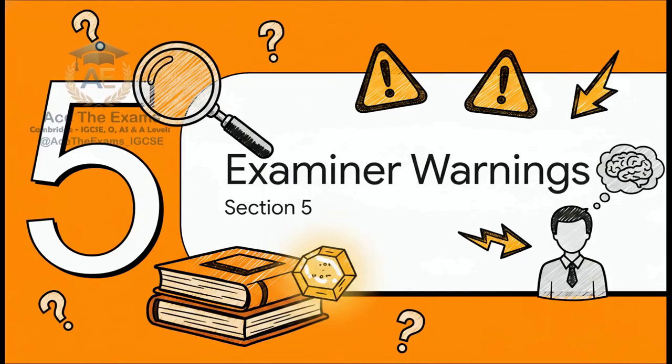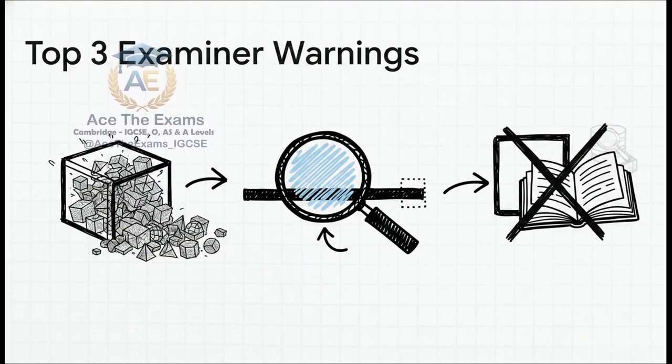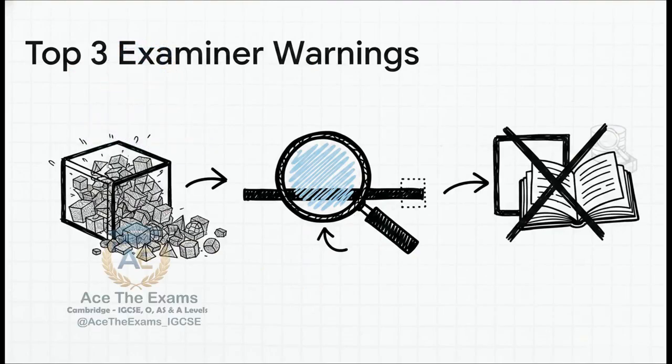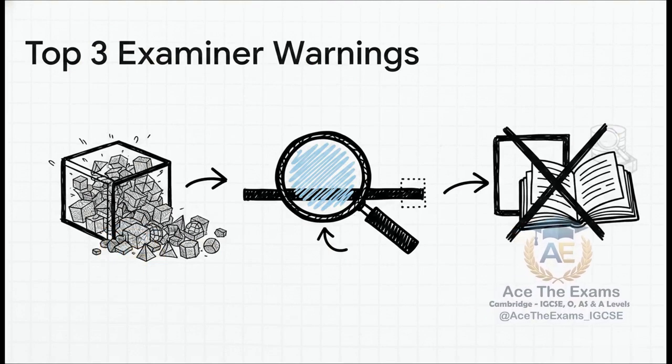Let's move to Section 5, Top Examiner Warnings. We're going to dig deep into the principal examiner reports to see exactly where students consistently drop easy marks. Here are the top 3 mistakes directly from the Cambridge examiners. Number 1. Students forget to check overflow and edge cases when dealing with record structures.